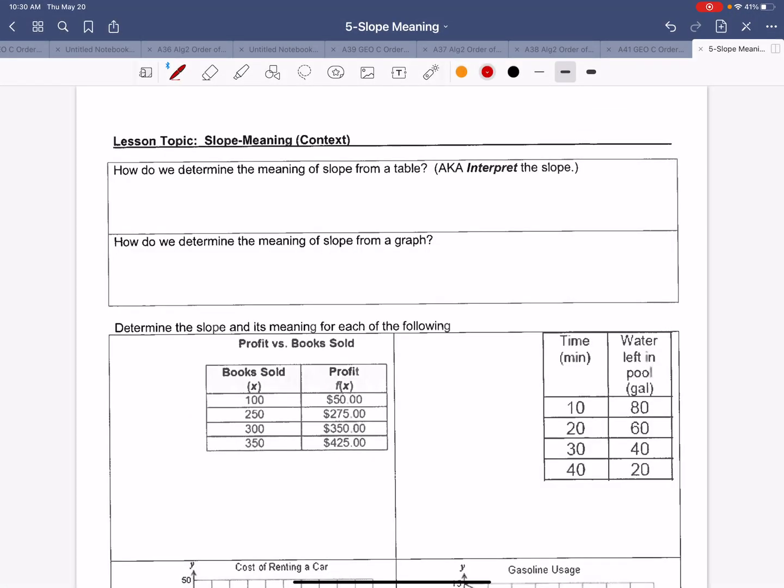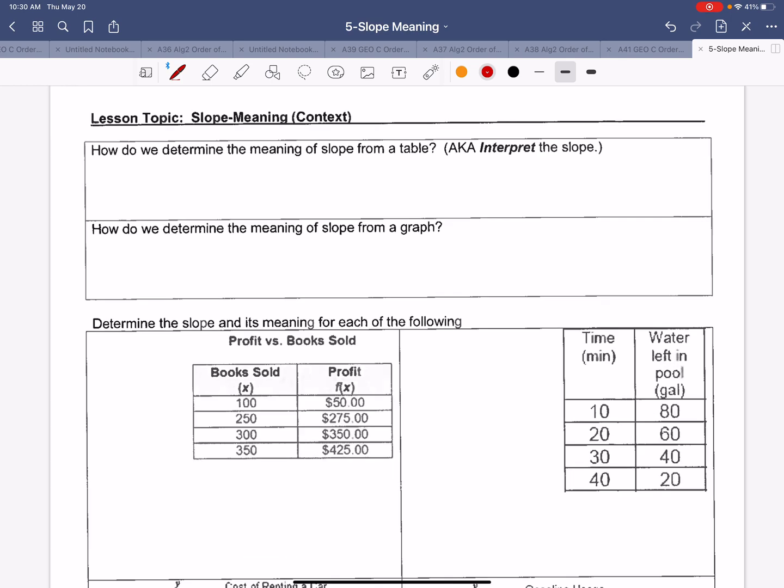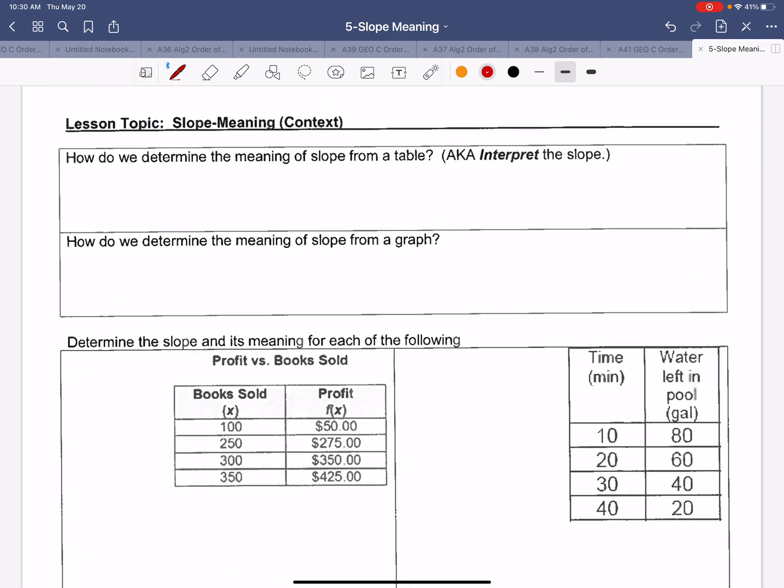Okay, ladies and gentlemen, we're talking about slope and meaning. So let me give you a little bit of information. It really is going to flow directly from what we did yesterday in class when we talked about slope. First thing first. How do we determine the meaning of slope specifically from a table?